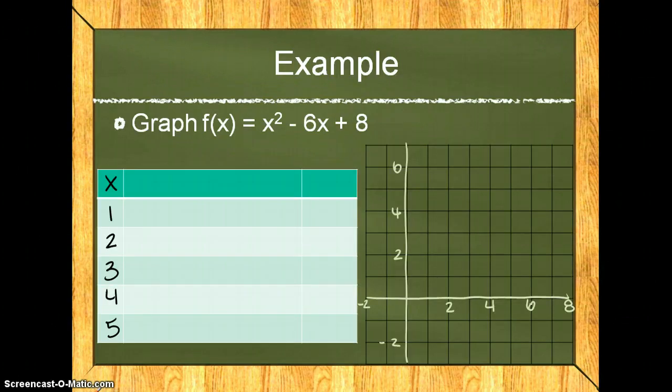Now, the graph that we are going to do is f of x is equal to x squared minus 6x plus 8. Make a table. The first thing that you want to input are your possible x values. We are going to use 1, 2, 3, 4, and 5 for this given graph. The way that I determined my points is by the following formula.